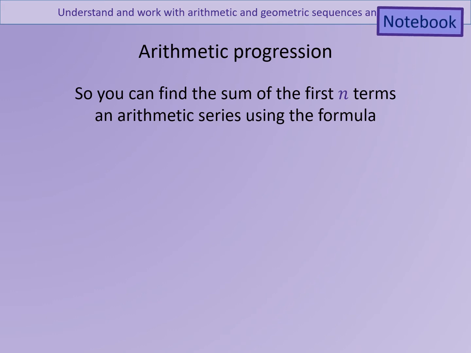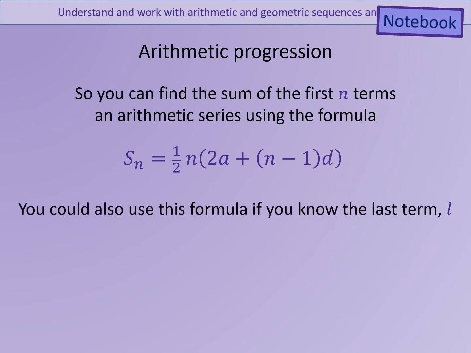So we can find the sum of the first n terms of any arithmetic series using this formula. We can factorise the formula that we had in the table on the previous page. If we factorise out a half and an n, this simplifies to give us Sn is a half n bracket 2a plus (n minus 1)d. This formula is given to us in the formula book.